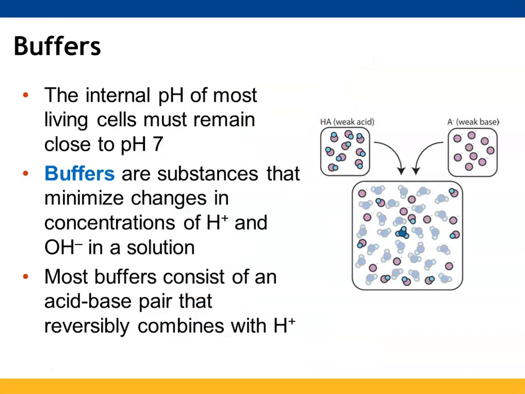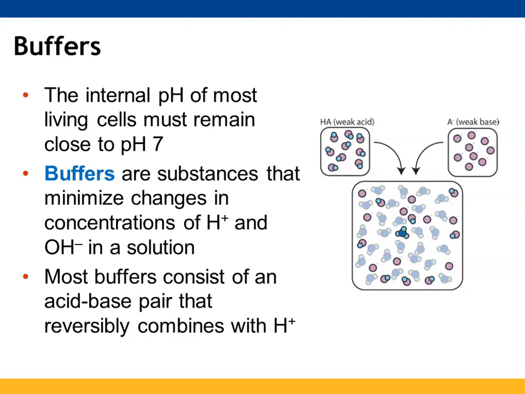Buffers are what help our cells and help our body to be able to maintain pH. They are substances that are capable of minimizing additions of hydrogen ions or hydroxide ions. They are typically made from a weak acid and its conjugate base, or a weak base and its conjugate acid. So they have to have something in common.